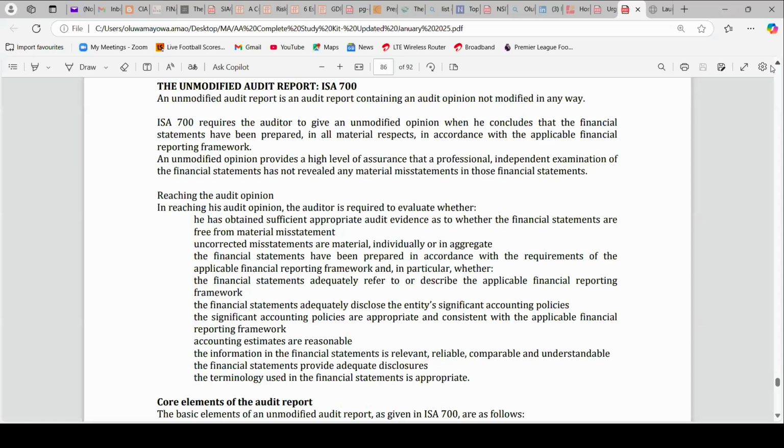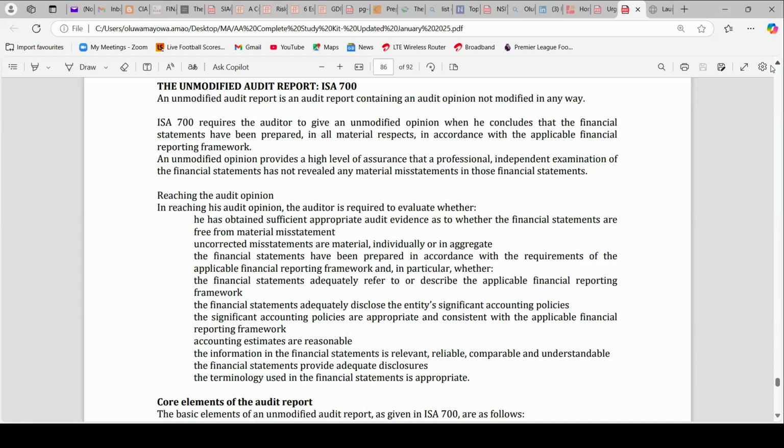An example of an unmodified opinion could be: in our opinion, the financial statements show a true and fair view, and the financial statements have been prepared in line with the applicable financial reporting framework. Another example could be: in our opinion, the financial statements do not show a true and fair view, and the financial statements have not been prepared in line with the applicable framework. So it could either be for or against. But what we are saying is that based on the audit evidence obtained, the auditor just expressed this opinion.